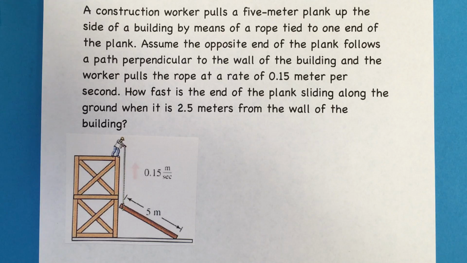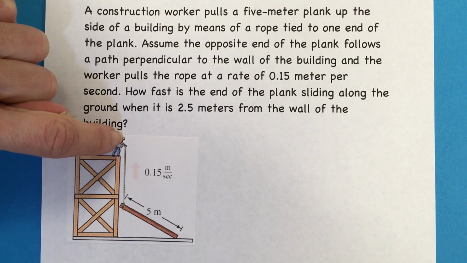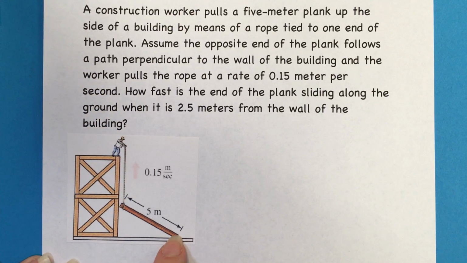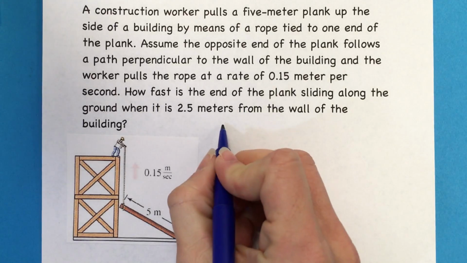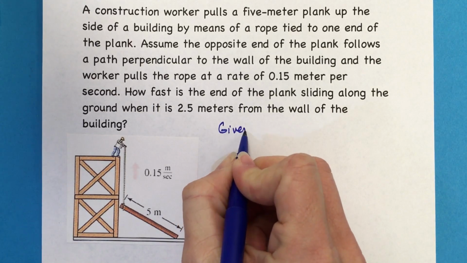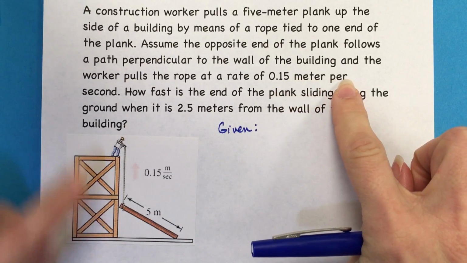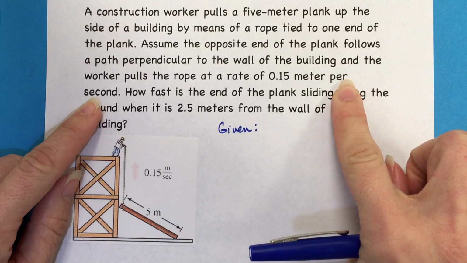the building? So, as you can tell, the picture you already have here. He's standing on the top, got the rope, and he's pulling it up. Of course, as this end is being pulled up, this end's going to be sliding in this direction. Okay, so given and find. So, of course, the 1,500 meters per second, that's going to be one of your given rates.